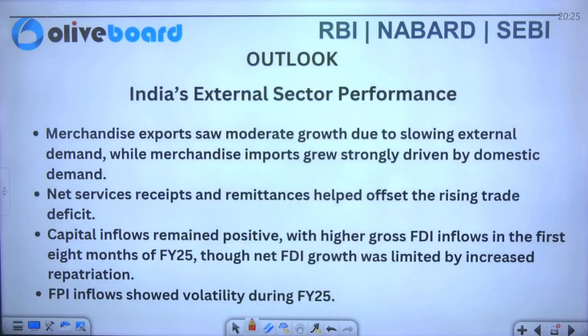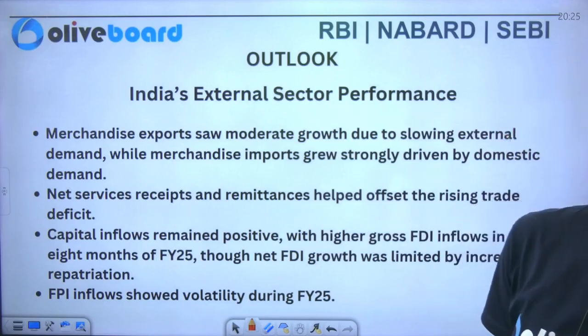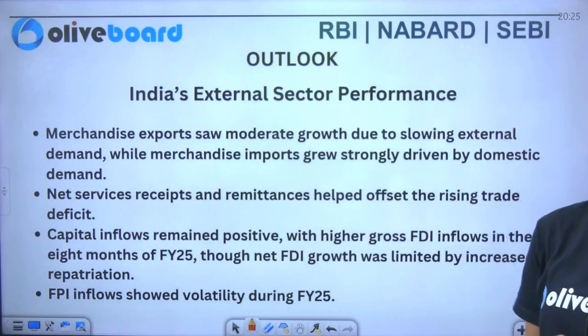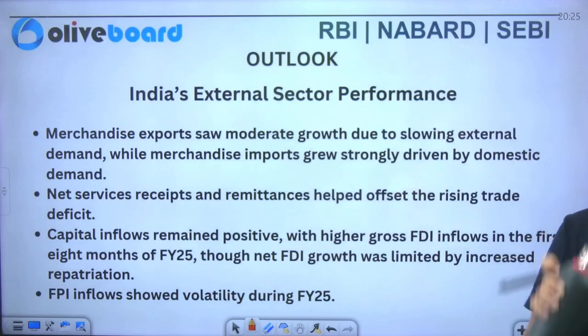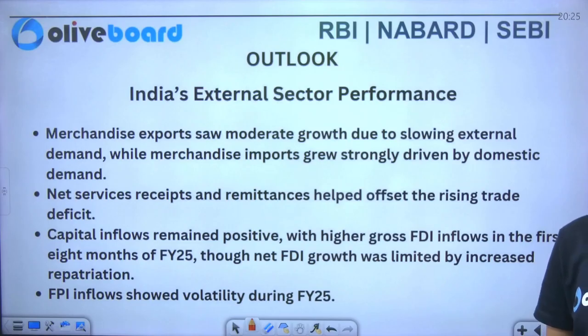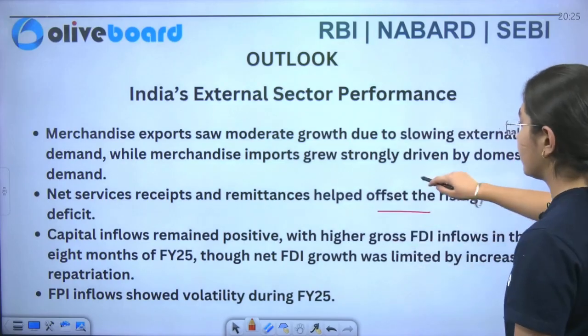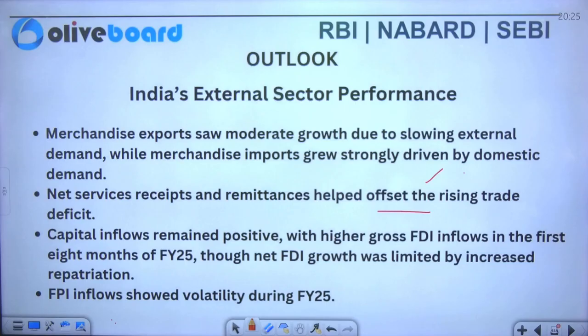Now we'll see the outlook, what is being said by the Economic Survey, that how can we improve it. So merchandise exports saw a moderate growth due to slowing of external demand. While if I talk about the imports, they grew strongly because of the domestic demand here. If I talk about net service receipts and remittances, they helped in offsetting the rising trade deficit. Similarly, capital inflows remained positive in nature.